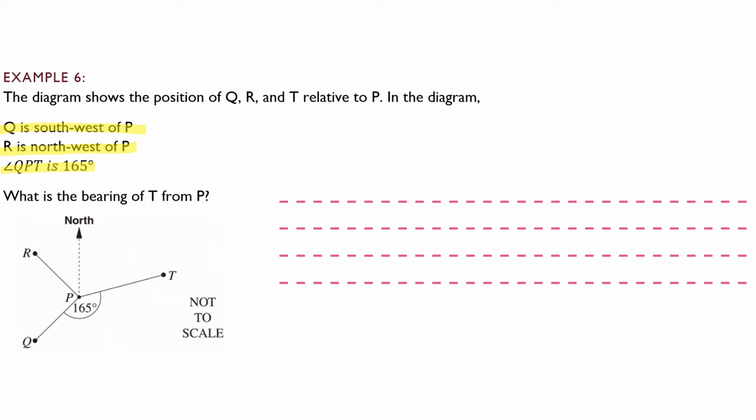Now, southwest of P means exactly southwest. So if we were to think south is down here, west is over here, it's exactly halfway between the two. So if this is 180 and this is 270, that is an extra 45 degrees in there, and that's 45 degrees in there. So the true bearing of Q would be 225.